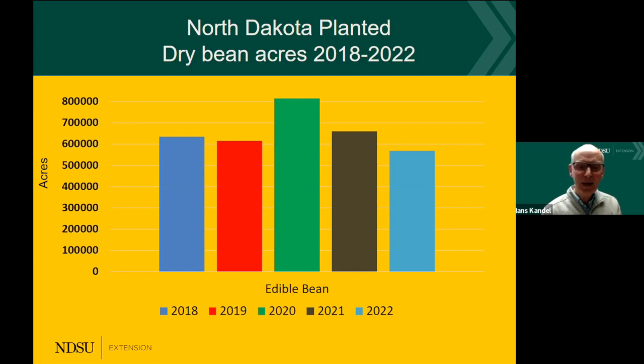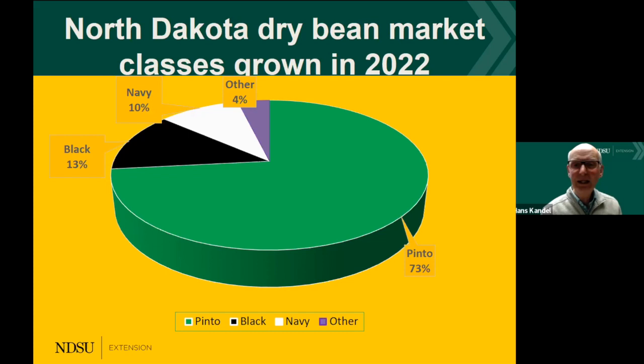So in the past year, we have here the years from 2018 to 22, and we see the acres planted in North Dakota. So you see the little bit lower planted acres compared to the previous 21, but kind of a lower number. But the planted acres from this past year, of course, dominant is the pinto with 73%. Black is about 13%, navy 10, and others about 4. And I'm talking here, this was planted acres in North Dakota.